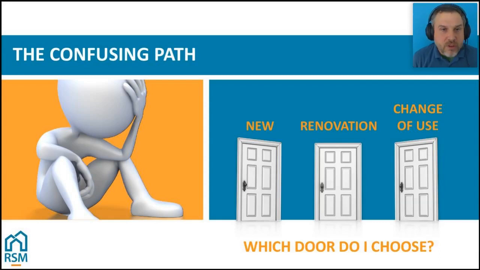Or how do I apply certain new provisions to certain things and not to other things? So this is the confusing path that we seem to always have when we're looking through these part 10, 11 issues. Renovations. Okay, we've got a reno. Is it a new requirement? Do I go to the compliance alternatives? Where do I go here?